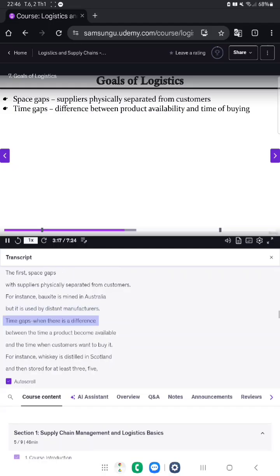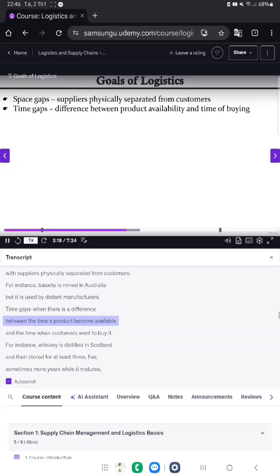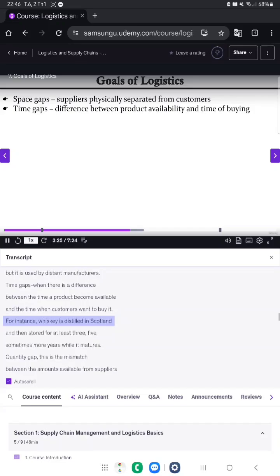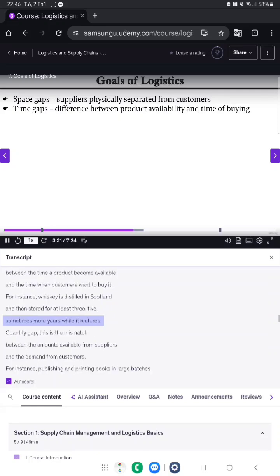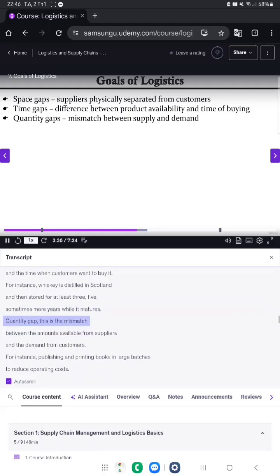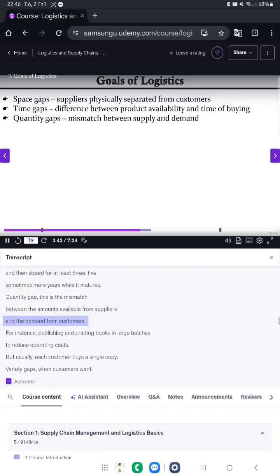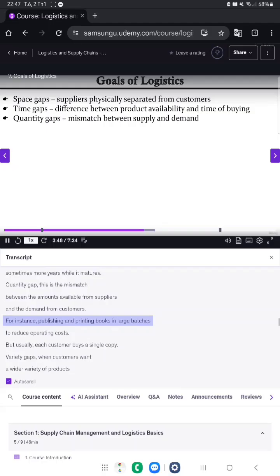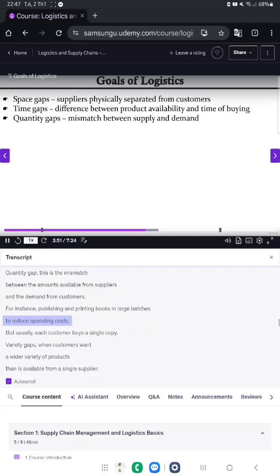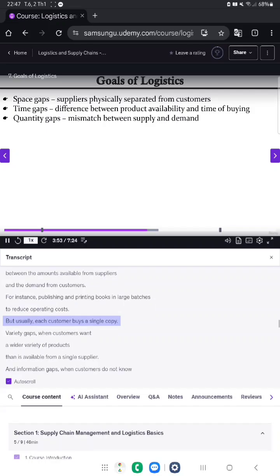Time gaps, when there is a difference between the time a product becomes available and the time when customers want to buy it. For instance, whiskey is distilled in Scotland and then stored for at least 3, 5, sometimes more years while it matures. Quantity gap: this is the mismatch between the amounts available from suppliers and the demand from customers. For instance, publishing and printing books in large batches to reduce operating costs. But usually, each customer buys a single copy.